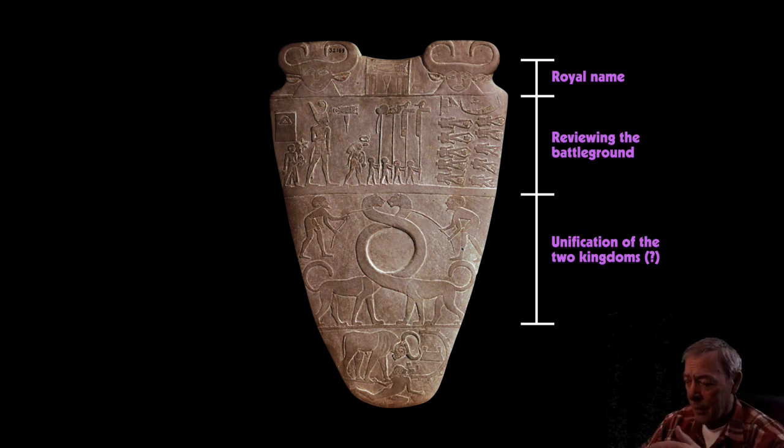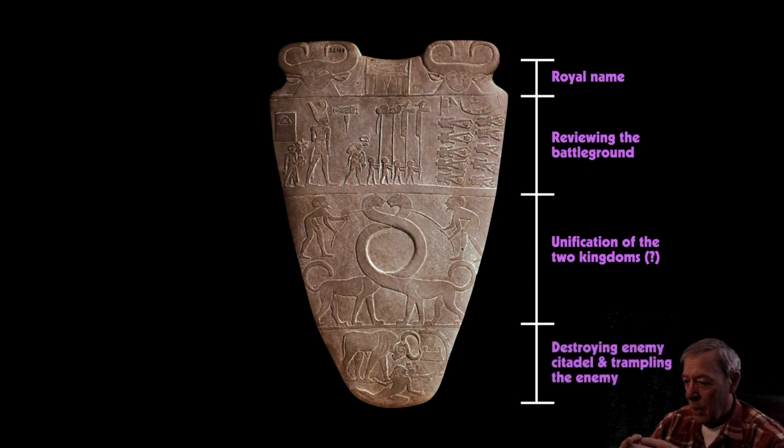In any case, you've got the unification of the 2 kingdoms here. Have the question mark there because some scholars question that, but it seems to make some sense. Then the lowest register is of a bull. There again, that bull symbolism associated with the pharaoh, associated with divinity. Okay, so we've got the bull who happens to be destroying an enemy city and trampling on the enemy at the same time. So we'll look at these in a little bit closer view in just a second here.